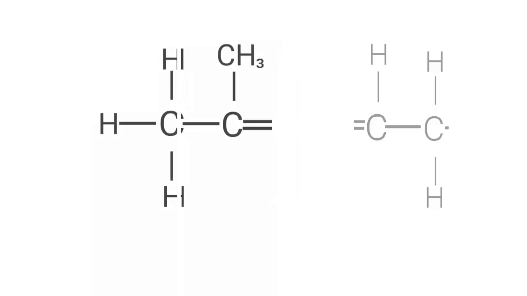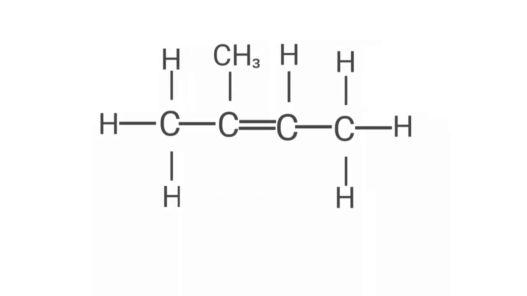Now let's take this example. So the first thing we need to do is to identify the longest continuous carbon chain. And in this case, that would be 1, 2, 3, 4. So the longest continuous carbon chain is 4. The next thing we do is to number from the left to the right and then from the right to the left. Now, numbering from the left to the right, we have the double bond at carbon 2. Numbering from the right to the left, we also have the double bond at carbon 2.